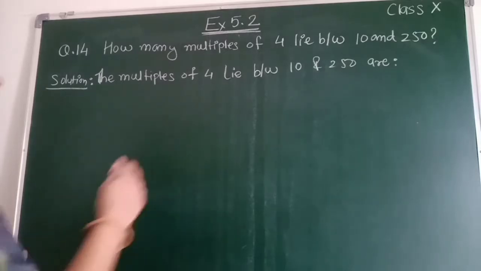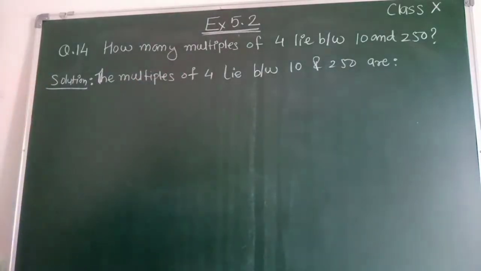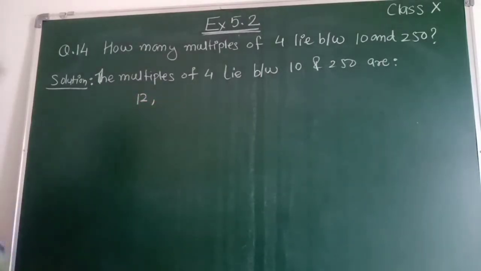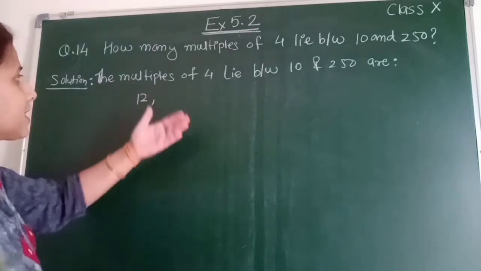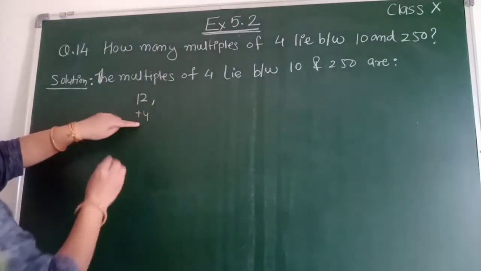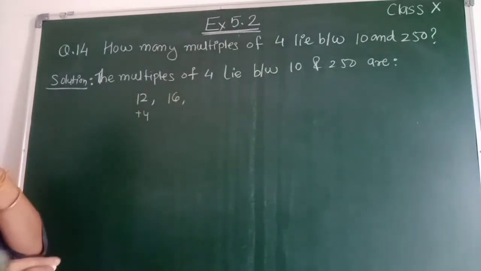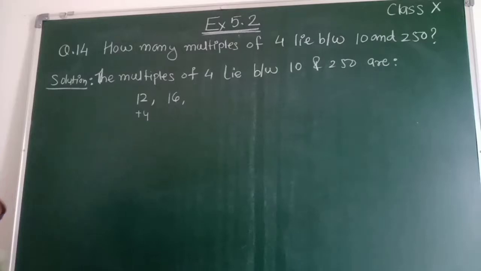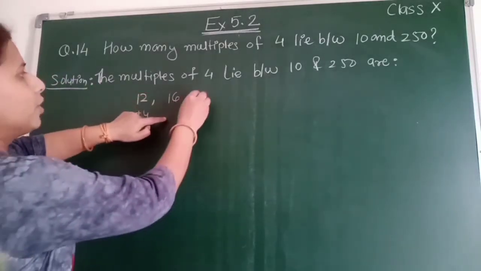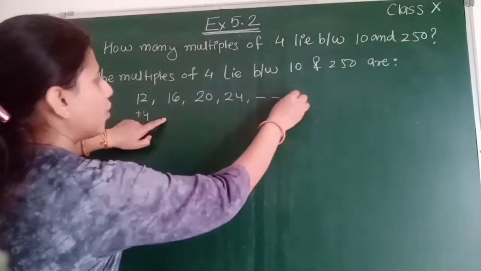Student, after 10, which number is the multiple of 4? Yes, 12. Then how can we find the next multiple of 4? Just add 4 to this 12. What will we get? 16. Or you can write the table of 4 also. Then 16 plus 4 we will get 20, then 24 and so on.